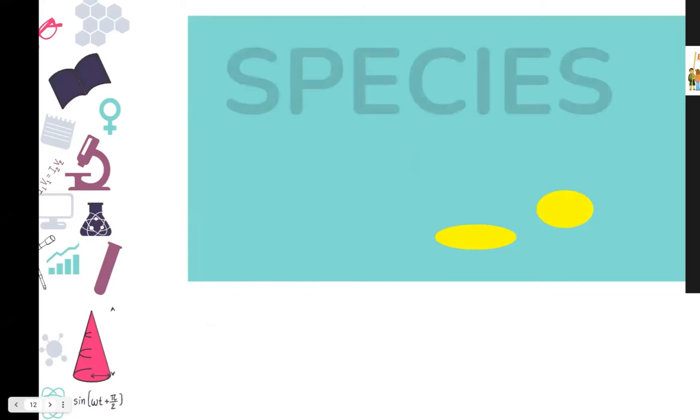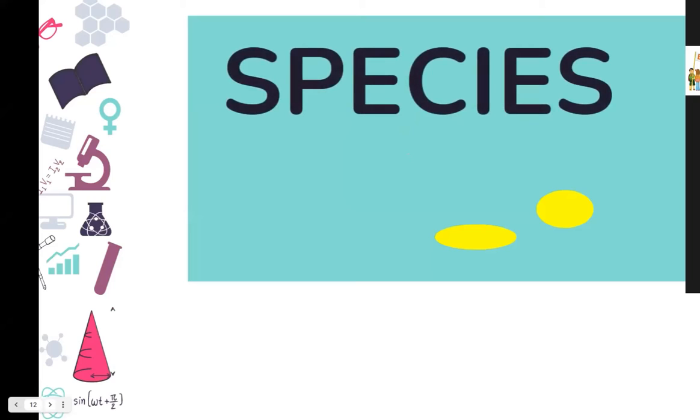Okay, now, in today's lecture, we're going to study a new word, which is species. As most of you were telling me last time, species is something related to animals, different types of animals. All of you are correct, okay? But in order to define species, you should know about two things, and these are here.